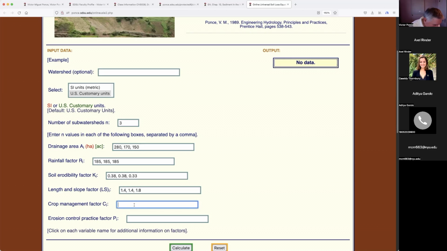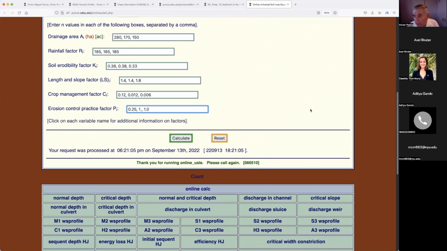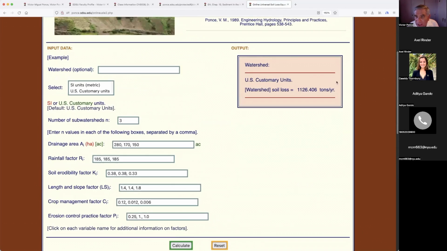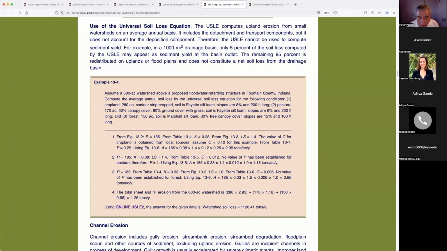How easy, isn't it? 0.12, and it will remember the other ones, an erosion control practice factor. You've got to be orderly about this. You can't just do whatever. So I typed these values this morning, and I had to run and I retyped it. Now I didn't retype, I just asked for it to retype it for me. Okay, and now I'm going to calculate the answer, and the answer is 1126 tons per year. Okay, 1126 tons per year right there.